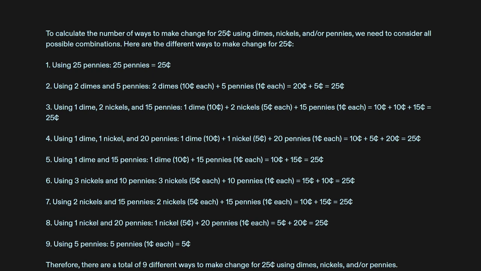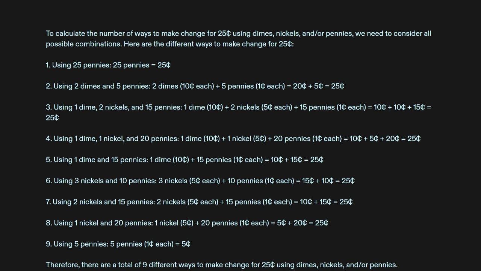The second one is using 2 dimes and 5 pennies. 2 dimes is 10 cents each and 5 pennies is 1 cent each, so it would be equal to 25 cents. The third one is using 1 dime, 2 nickels, and 15 pennies. 1 dime would be 10 cents, 2 nickels would be 5 cents each, and 15 pennies would be 1 cent each. So it would be 25 cents.